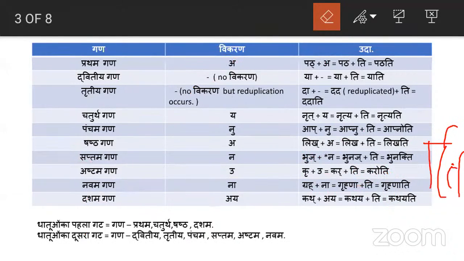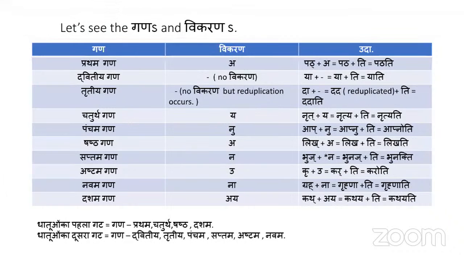Now we will see the next one, that is Navamgan. For Navamgan, the Vikaran is Na. See here the example, Graha. Graha means to accept or to get. So Graha plus Na, the Anga becomes Grunha.